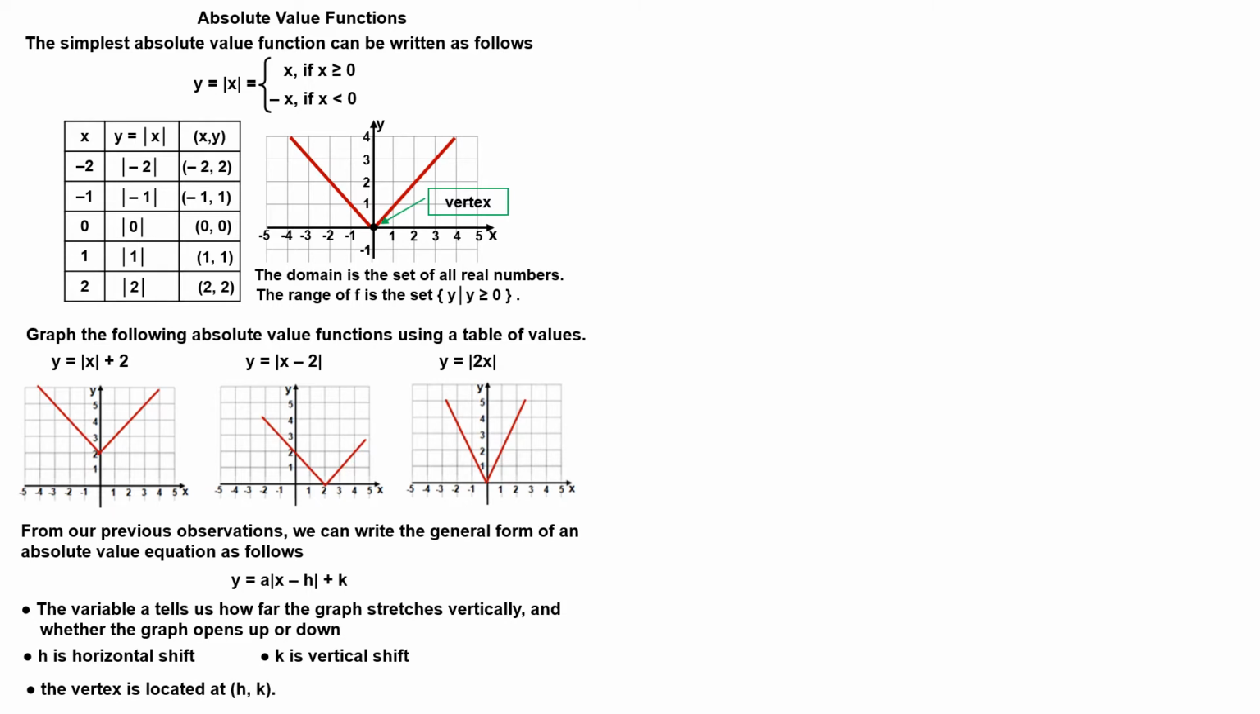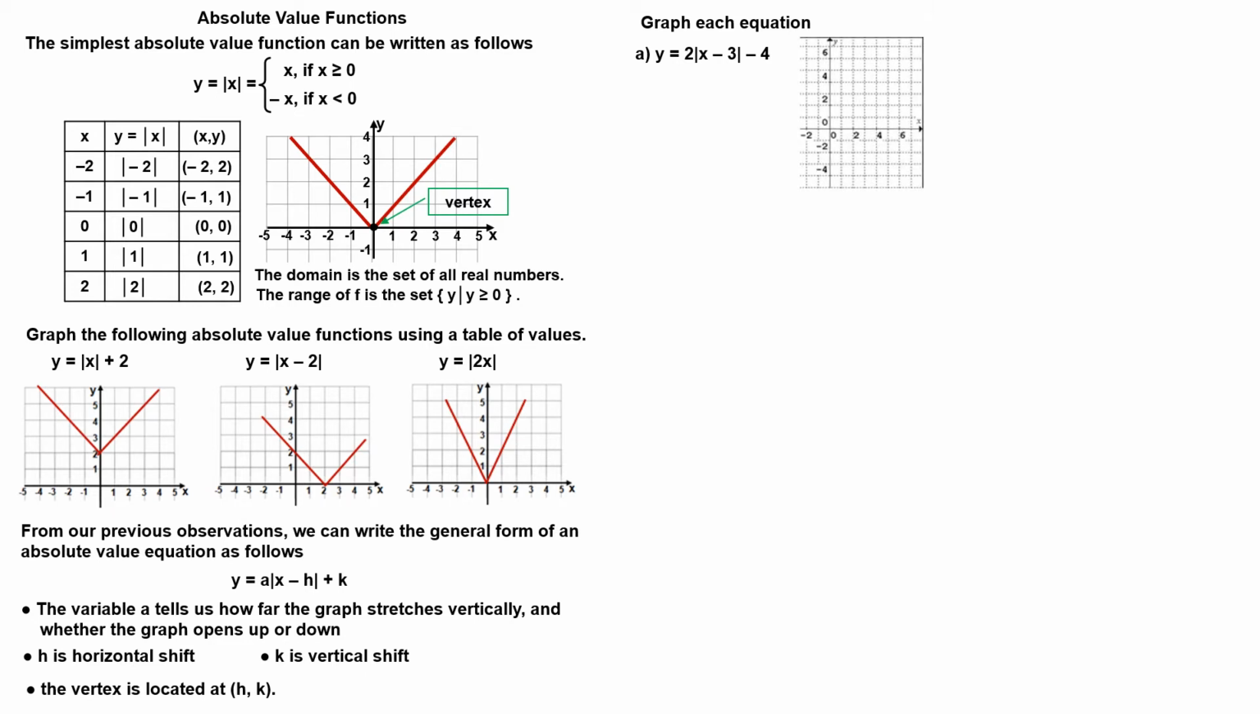Let's see how it works. Graph each equation. The easiest way to graph an absolute value function without using a graphing calculator is to find the vertex and then to make a table of x and y values. First, let's compare this equation with the general form.